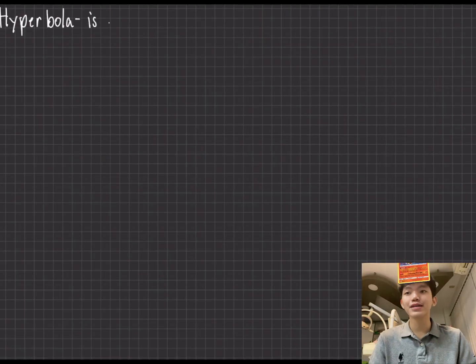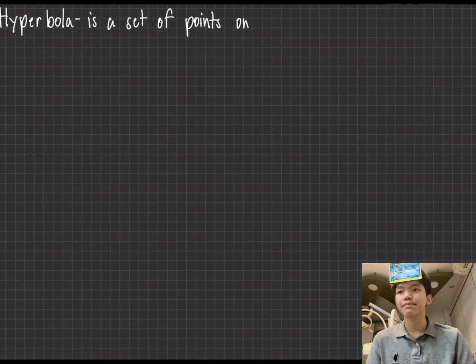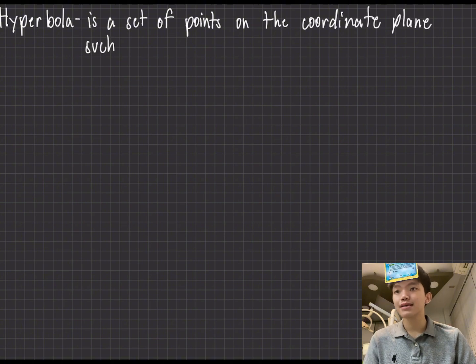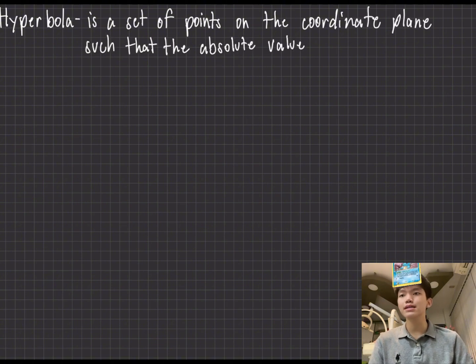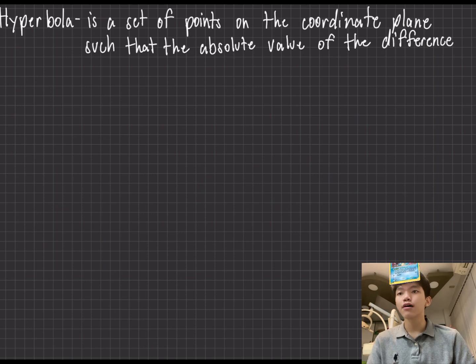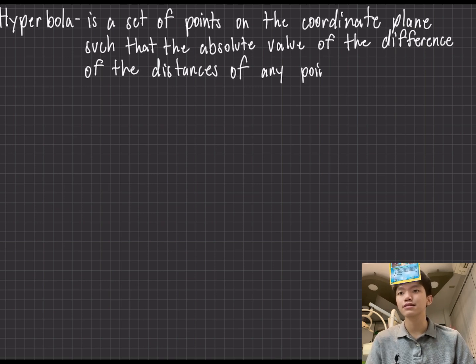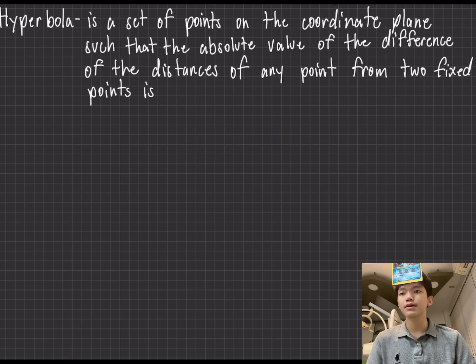Hi guys, so our next topic is hyperbola. Hyperbola is a set of points on the coordinate plane such that the absolute value of the difference of the distances of any point from two fixed points is constant. The fixed points are called foci.